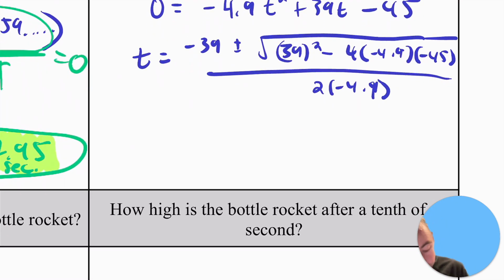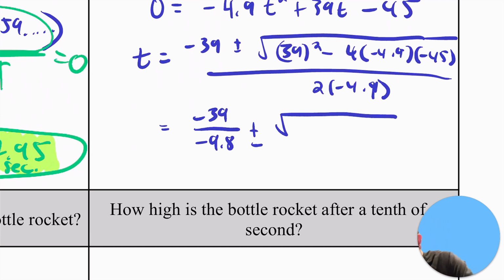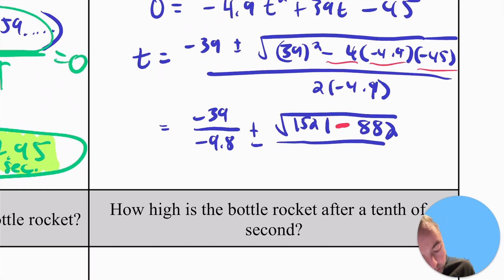Okay, so simplifying this out, you're going to end up with negative 39 over 2 times negative 4.9, so negative 9.8, and then plus or minus. If you square the 39, you end up getting 1521, and 4 times 4.9 times 45 gives you 882. And because we were taking a negative times a negative times a negative there, that'll end up being a minus underneath, and that'll be over the negative 9.8.